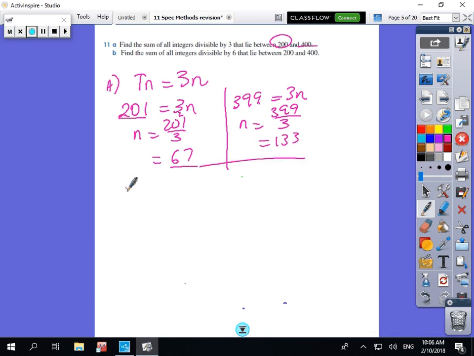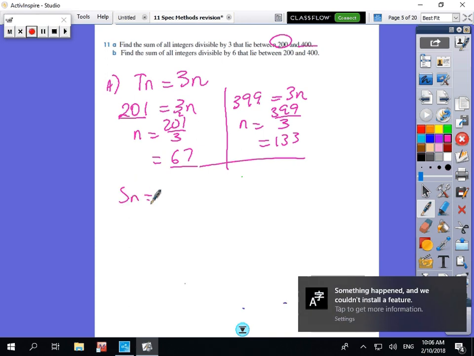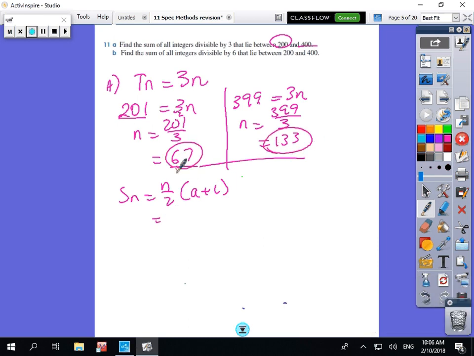So for all the terms divisible, I'm going to use n on 2 times first plus last. Now between 133 and 67, you subtract the numbers and then add 1. So 133 minus 67, and then you have to add 1, otherwise you're one number short. So there's 67 numbers. So 67 on 2, first number is 201, the last number is 399, and we'll just see what that equals. 67 divided by 2 times 600, and that gives me 20,100.